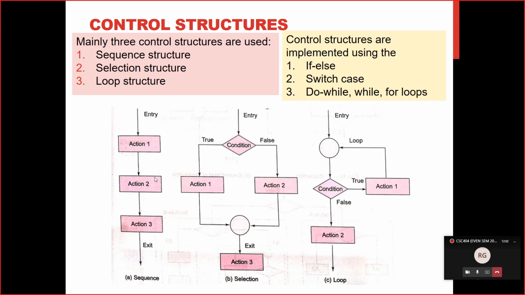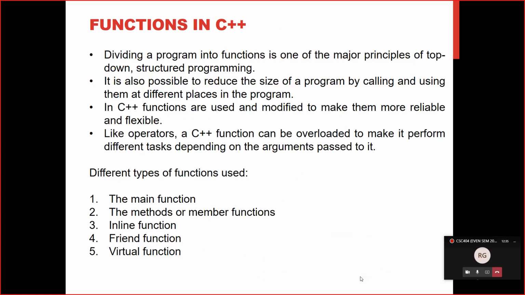And these are the corresponding figures or flowcharts by which we can represent the sequence structure and the selection. Selection is implemented with the switch case statement. And for the loop structure, different loops can be used, like do while, for loops, etc. So all the facts related to if else, switch case, do while remain the same as we have used them in C.